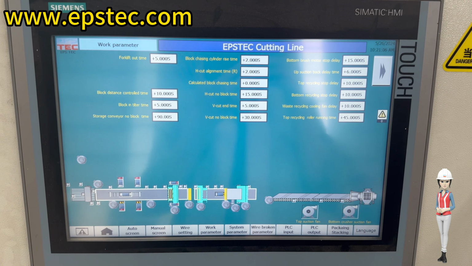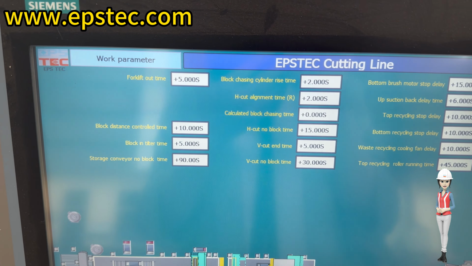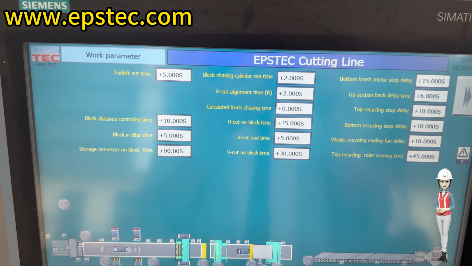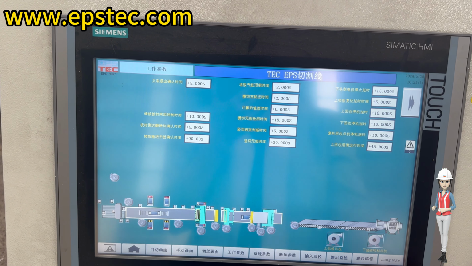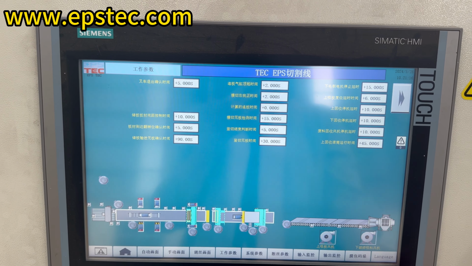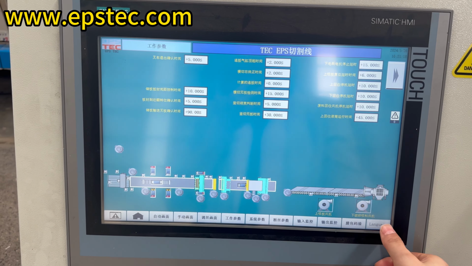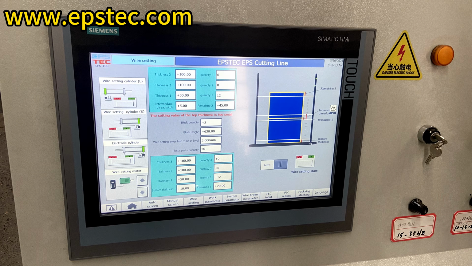The parameters on this page will be fully set by engineers when assembling and testing at the customer's factory. Generally, the operator does not need to adjust them after they are set. The second and third parts are the most frequently used.